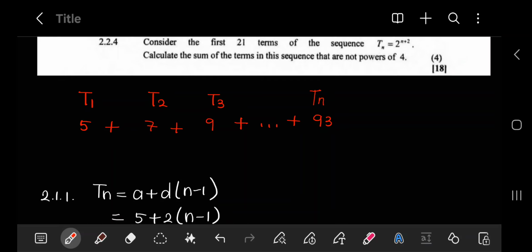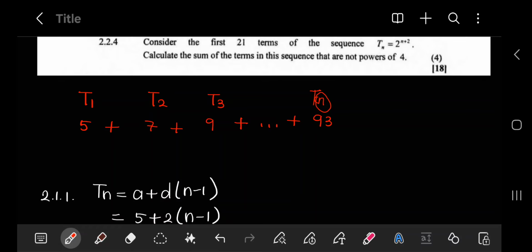Basically, we want to figure out what n is here. What term number is 93? Because n is representing the number of weeks, where T1 represents the first week. T2 represents the second week, in which he ran 7 kilometers. T3 means in the third week, he ran 9 kilometers. So Tn, what is n here? Because whatever n is, that is the last week. So it could be 10, for example. We're not sure. That would mean that the last week was the 10th week where he ran 93 kilometers.